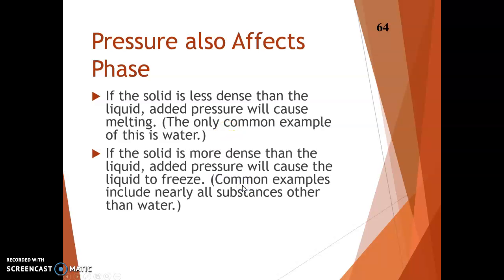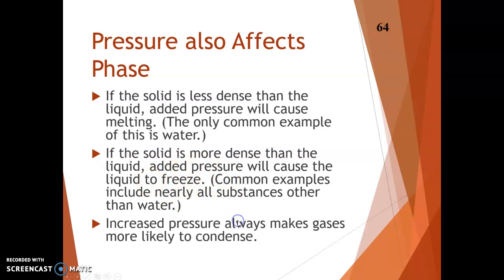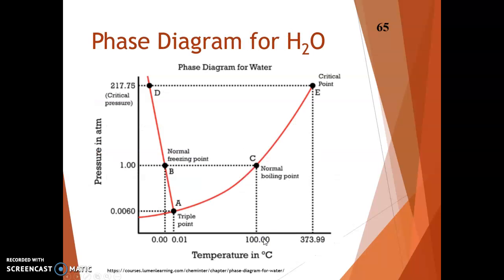All right, so if the solid is more dense than the liquid, which is pretty much everything else, added pressure causes the liquid to freeze. Right, and increased pressure always affects gases by making them more likely to condense. Now, let's look at some phase change diagrams and talk about some stuff.